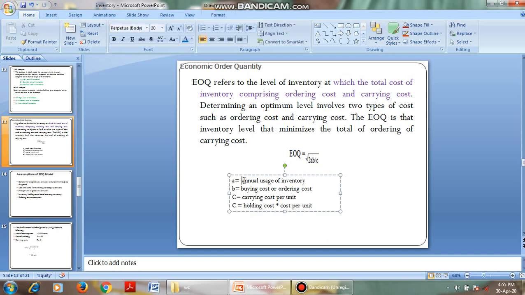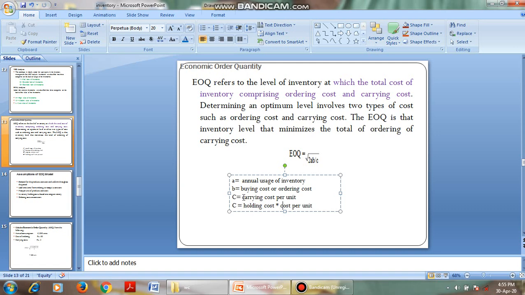A refers to annual usage of inventory, that is how much inventory is needed for a year. B is nothing but buying cost or ordering cost, that is the cost incurred to buy this inventory. Next, C refers to carrying cost per unit, that is how much cost is incurred to carry the product, we call it carrying cost.